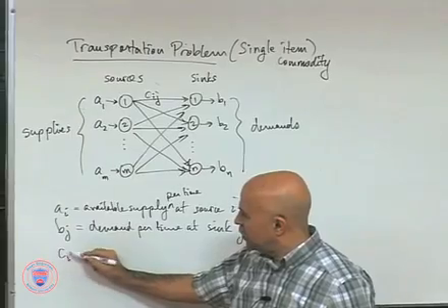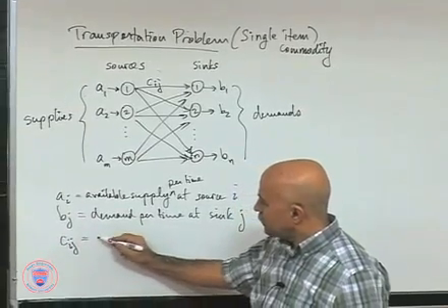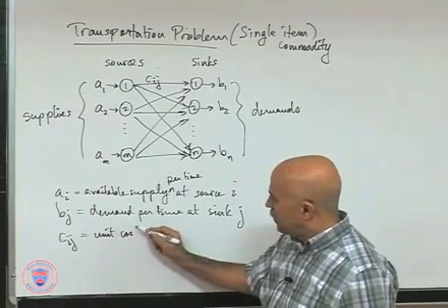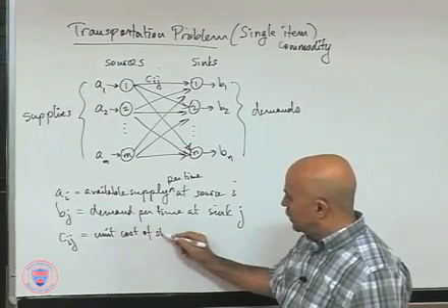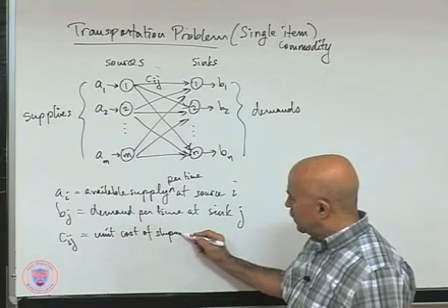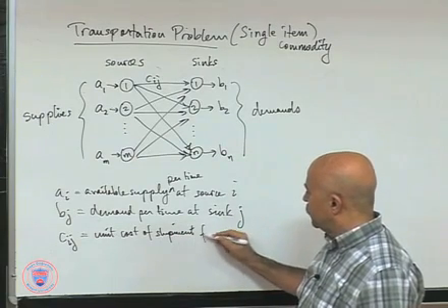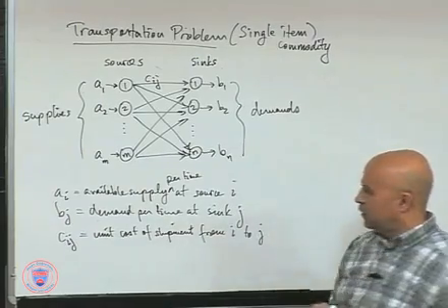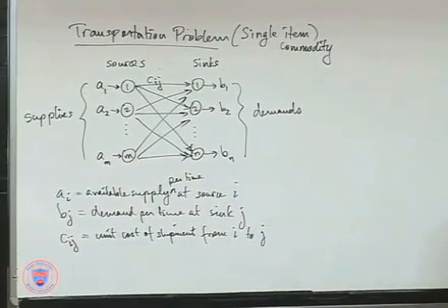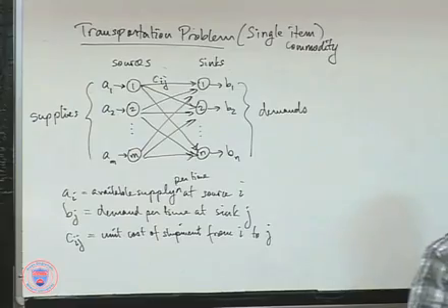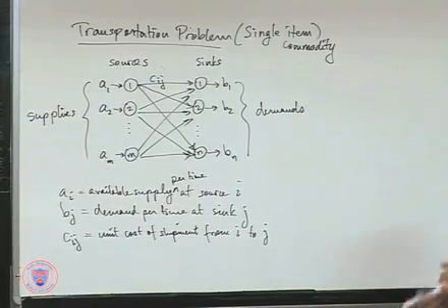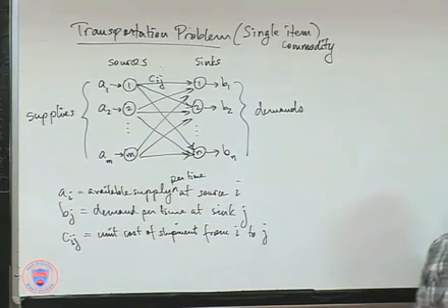And CIJ is the unit cost of shipment from source I to sink J. Unit cost meaning the cost per truckload. Okay? Your truck costs you something depending on the distance between the two locations as well as maybe other factors.